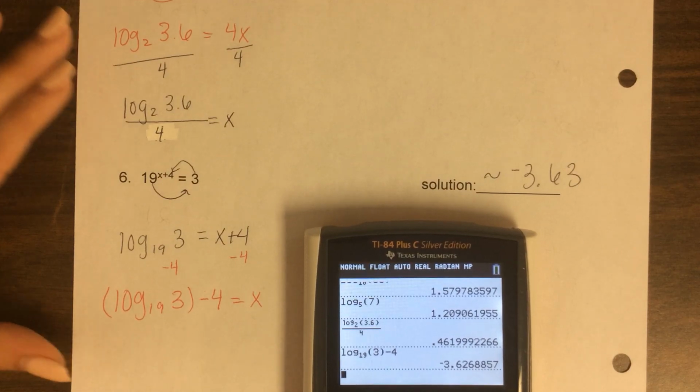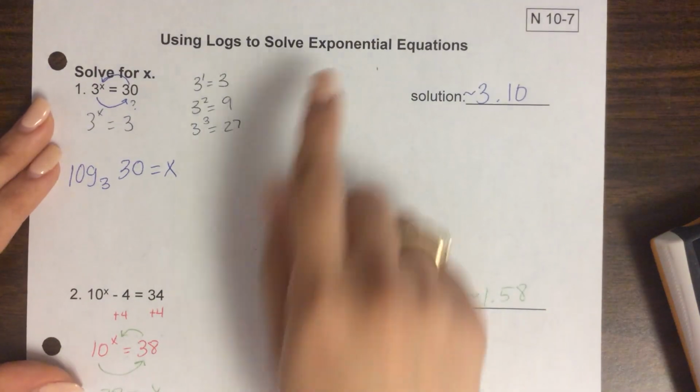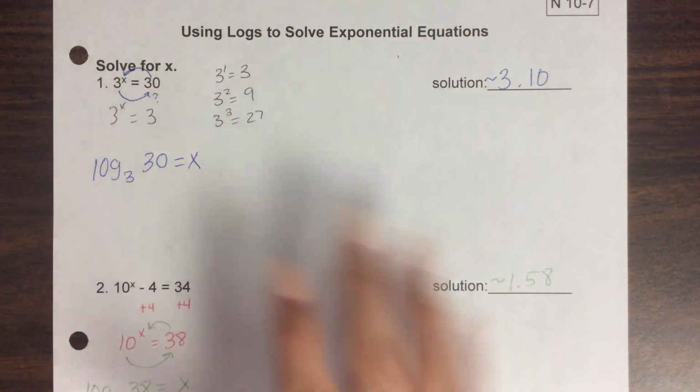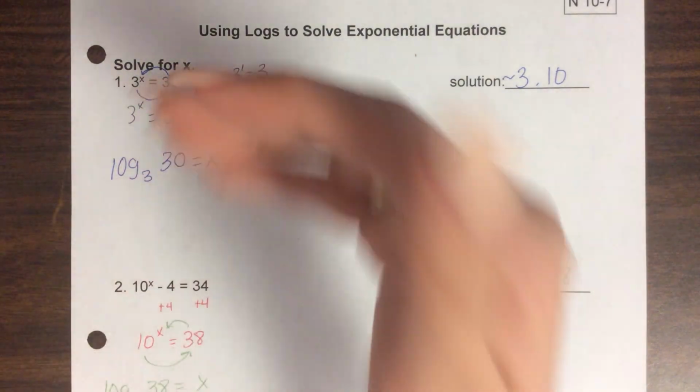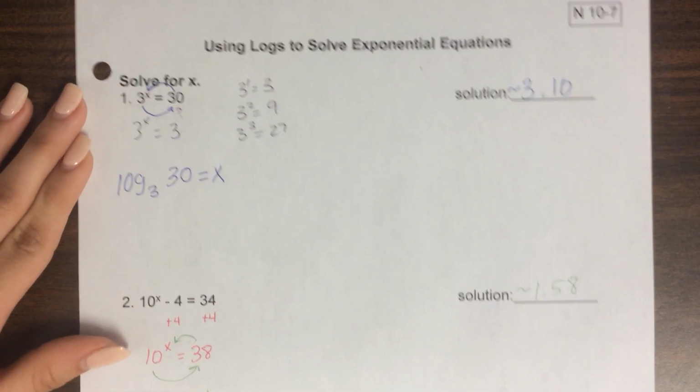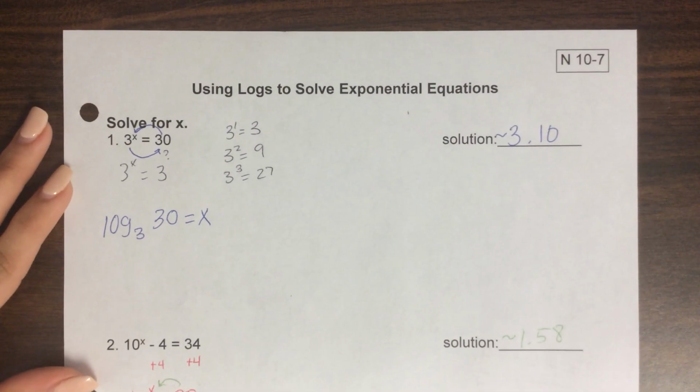And that's it. So what we went ahead and did in this lesson is solve our exponentials using all the log stuff we know, like converting from exponential to log. And then this is pretty easy. We use a calculator to solve for it. So that's it for lesson 10.7.